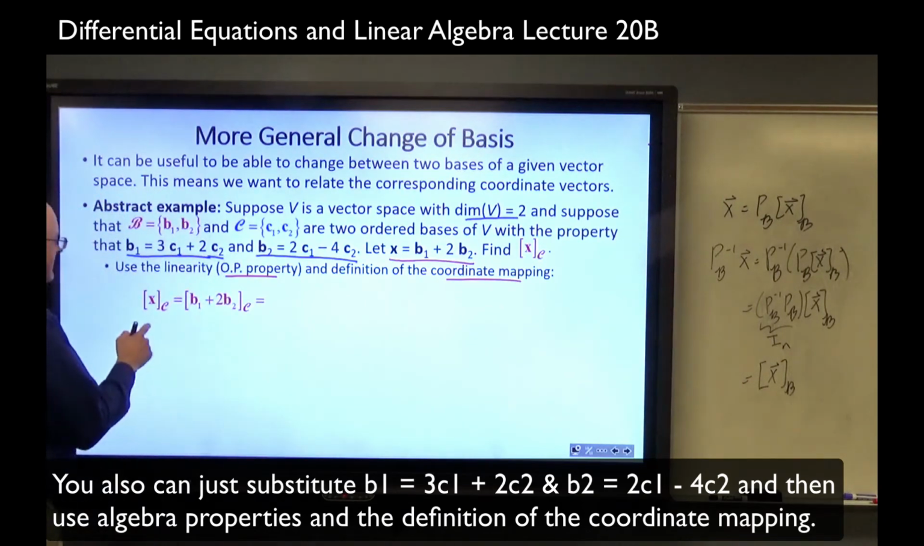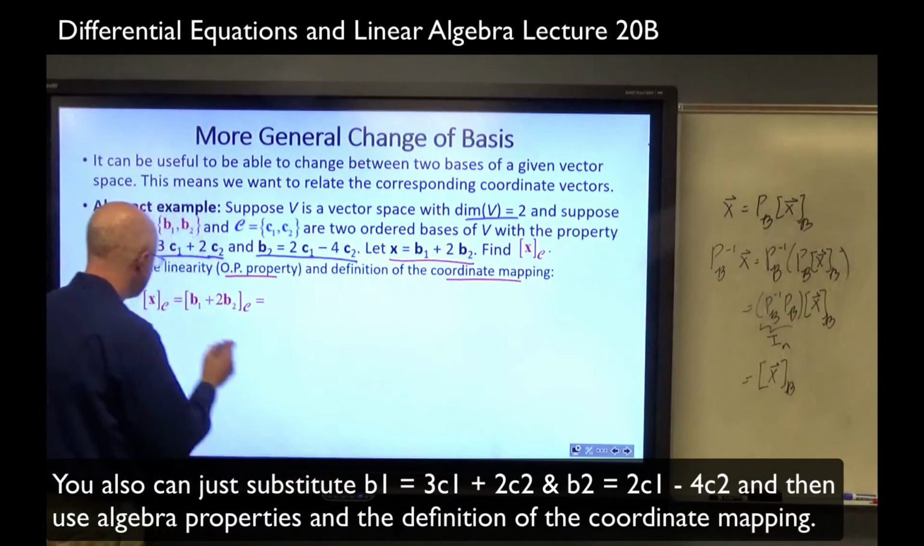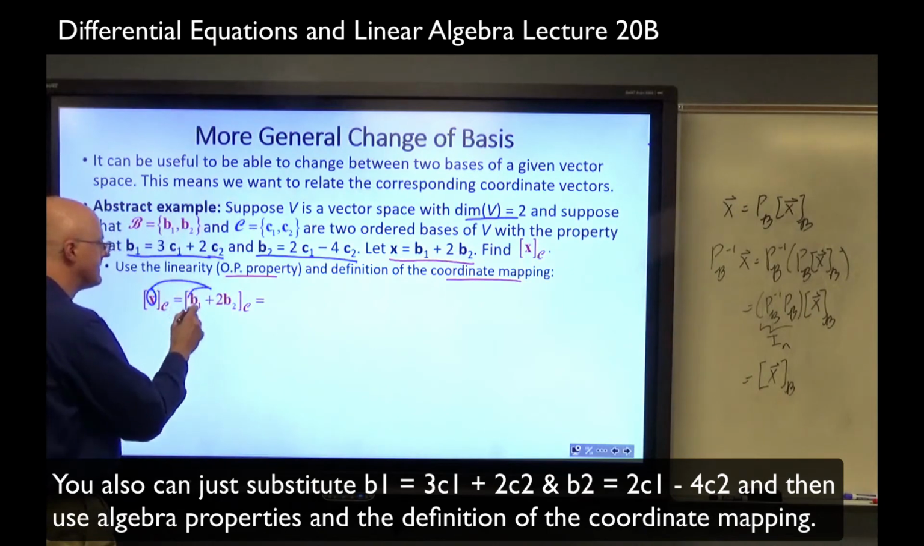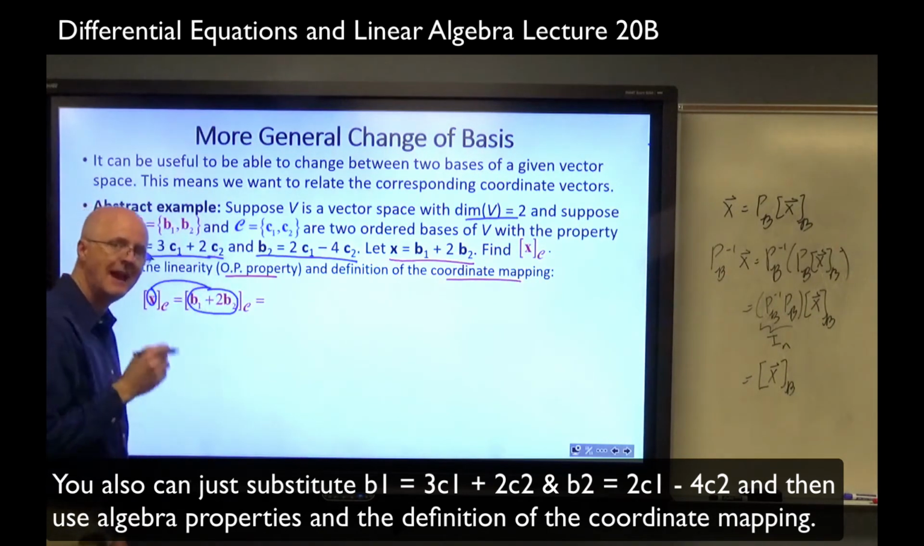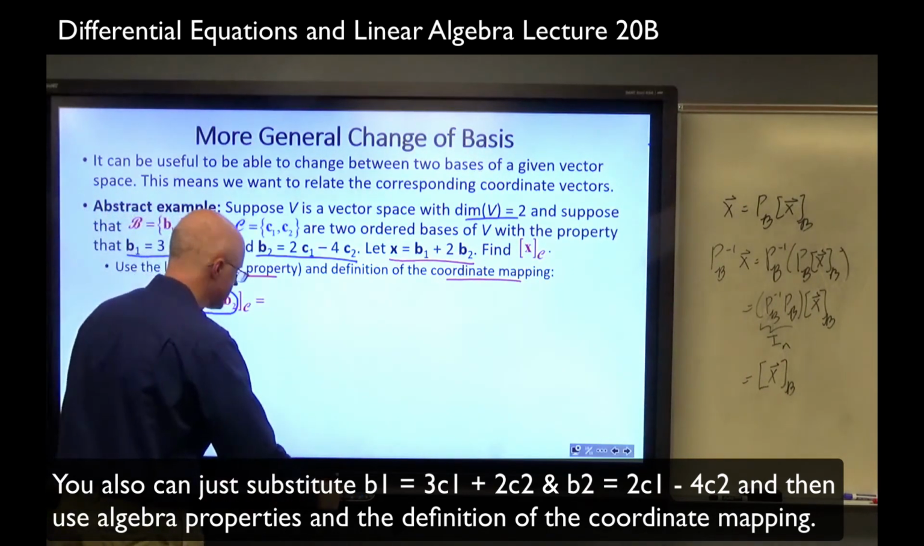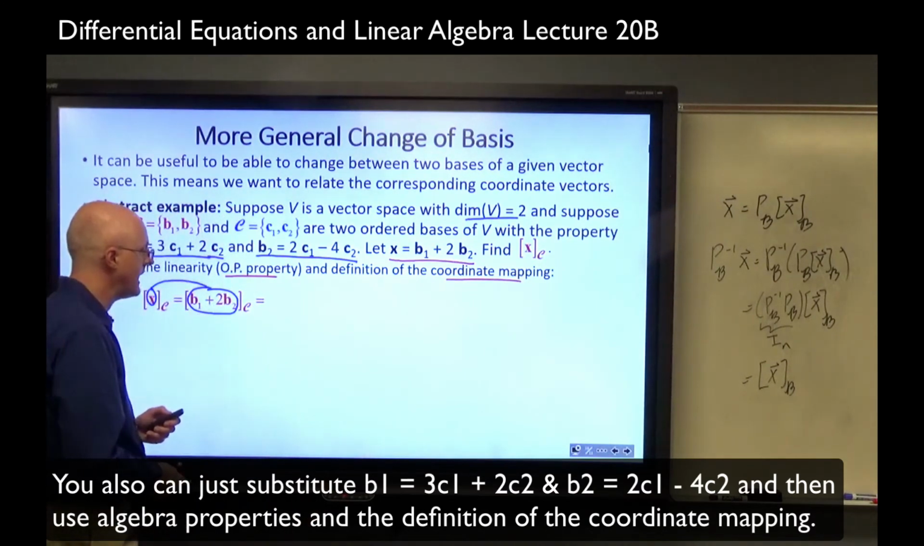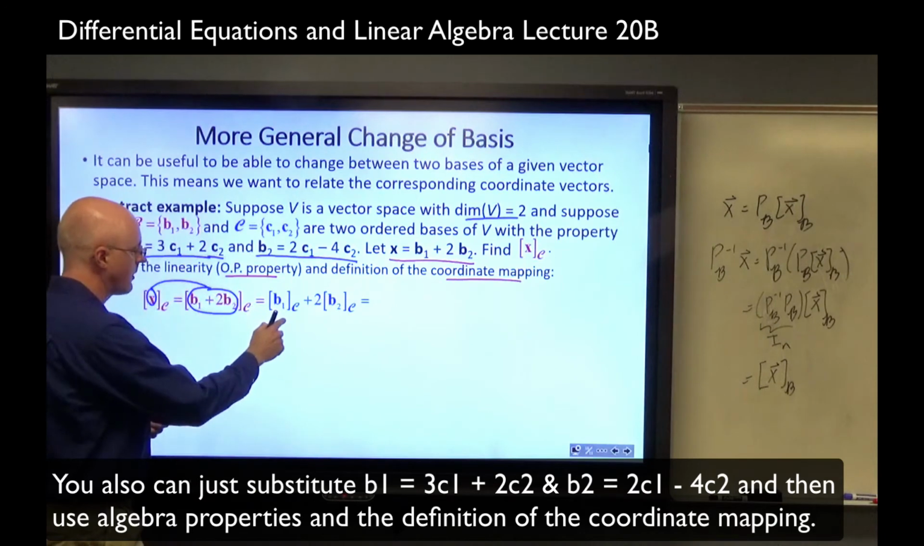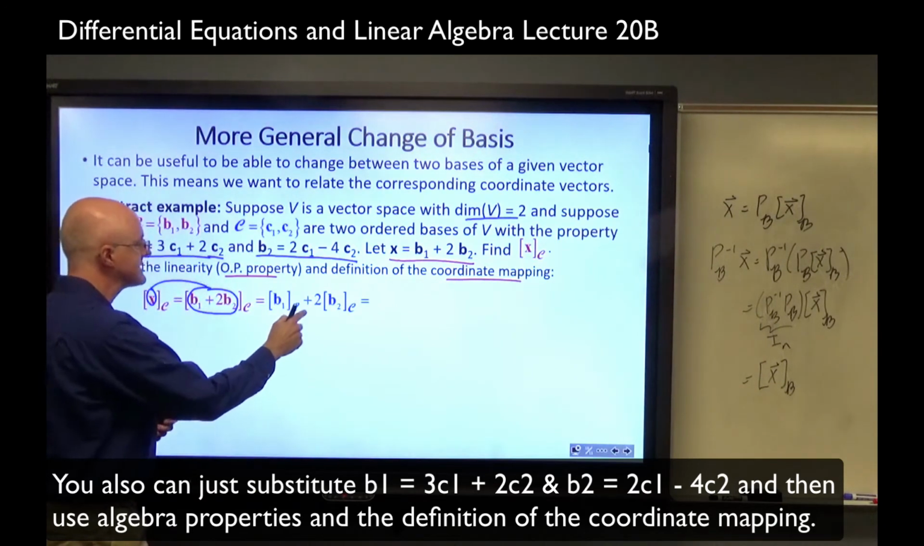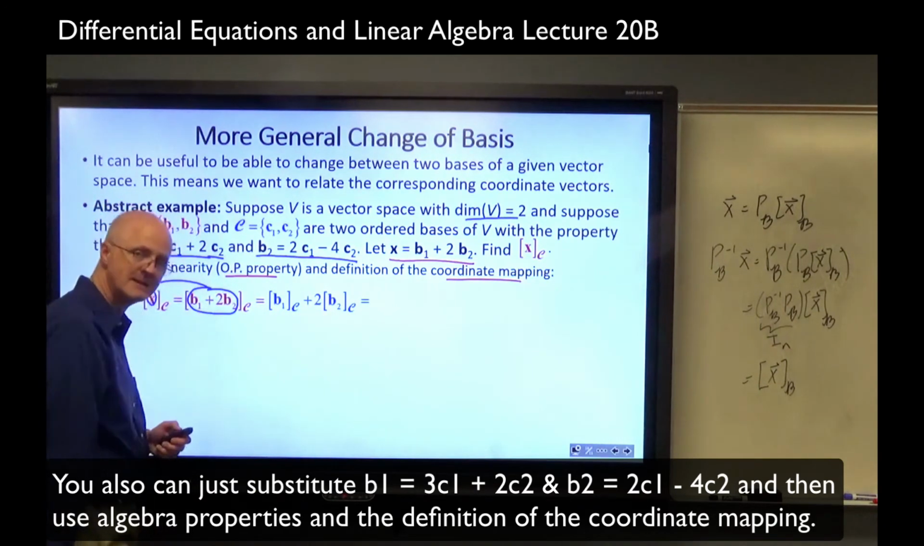X, the coordinate vector of X with respect to the basis C. Well, first of all, because X is this linear combination of B1 and B2, I can make this substitution. And then, the coordinate mapping is linear, so I can break this apart into a linear combination: 1 times the coordinate vector of B1 with respect to C plus 2 times the coordinate vector of B2 with respect to C.